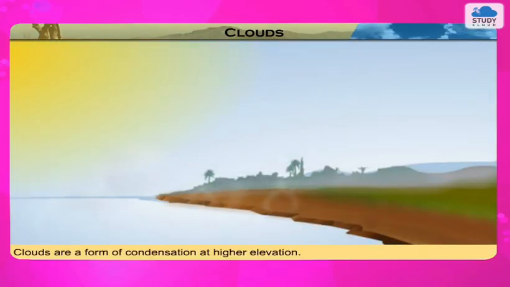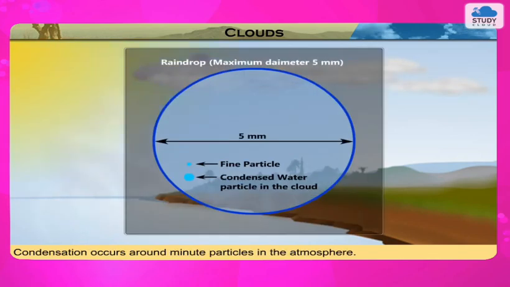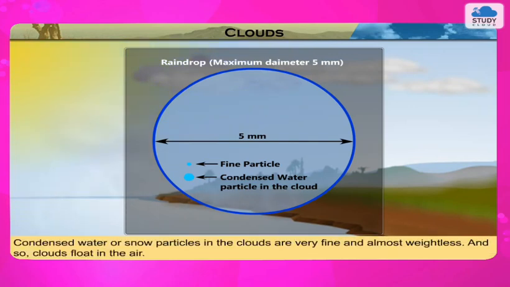Clouds are a form of condensation at higher elevation. Condensation occurs around minute particles in the atmosphere. Condensed water or snow particles in the clouds are very fine and almost weightless. And so, clouds float in the air. See this figure.